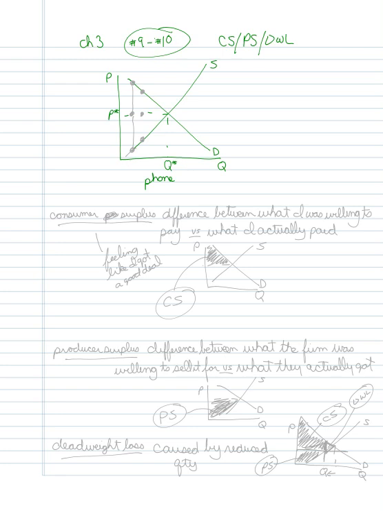But now what you see here is that there's a difference between this demand and the price that's paid, which gives us consumer surplus. Which is basically the difference between what I was willing to pay versus what I actually paid.